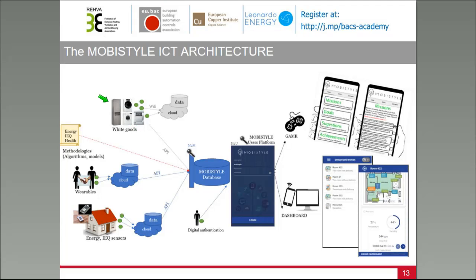We have data coming from white goods, for instance, smart washing machines that are provided by Whirlpool. We have data coming, for instance, from wearables, in the case of office buildings, that also collect data about personal information and personal parameters of the occupants. And we have data related to energy and environmental quality that comes both from homes and offices.